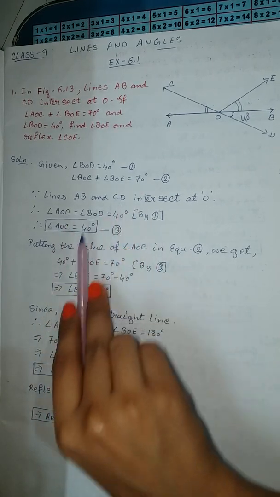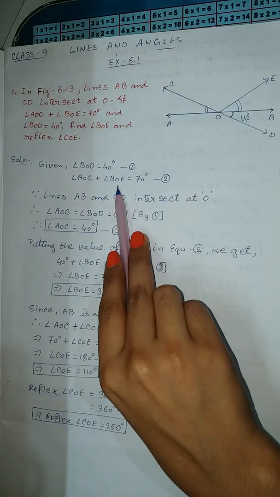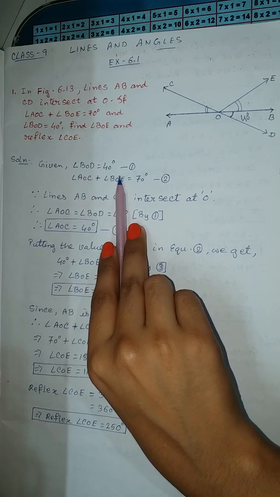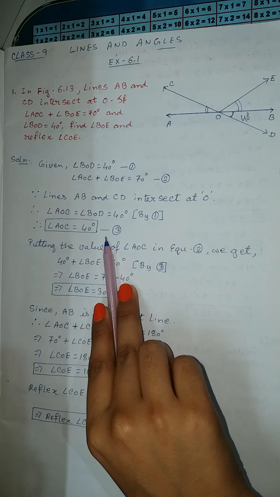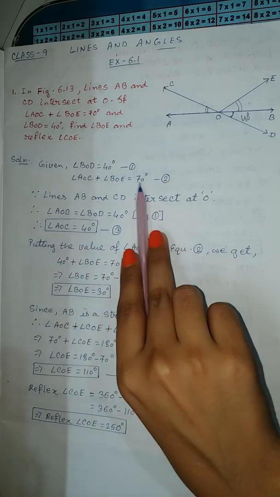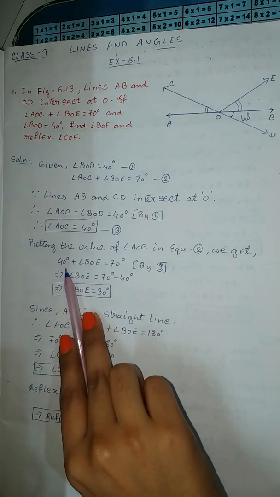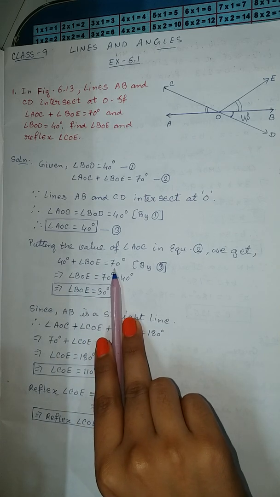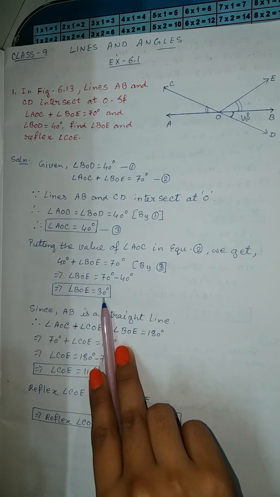Hence, by solving, we can get by putting this value in equation 2. We have marked this equation as 2 and the value of BOD as 1. So, getting angle AOC as 40 degree, we will put this value in equation 2. So, putting the value of angle AOC in equation 2, we get 40 plus angle BOE is equal to 70 degree. Okay, let's solve and we'll get the value of angle BOE as 30 degree.